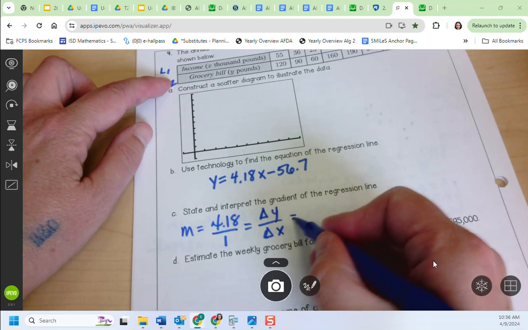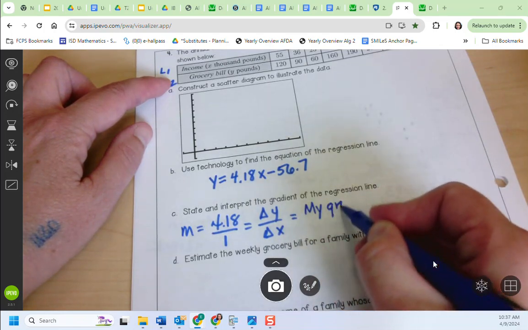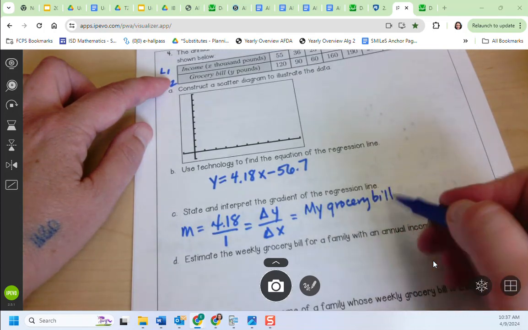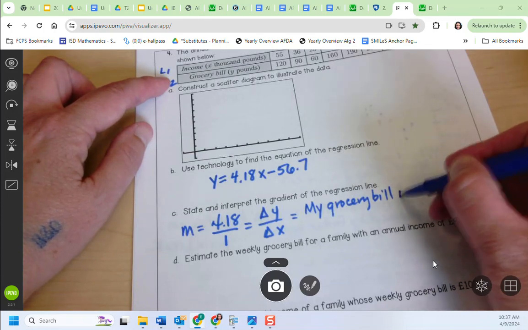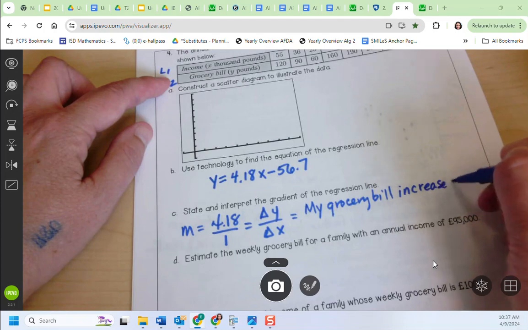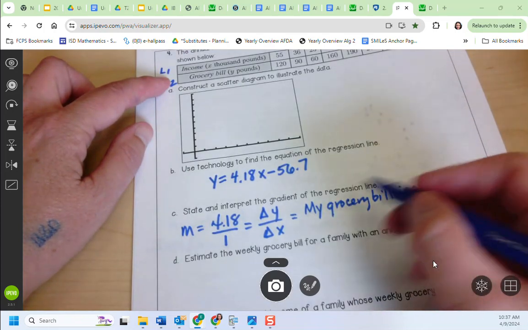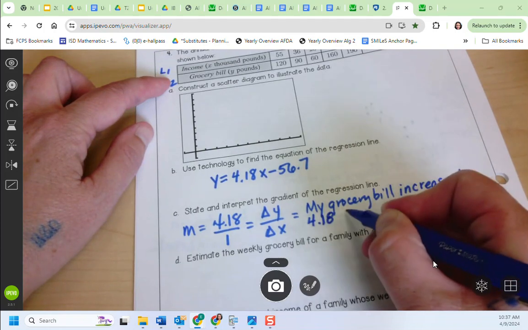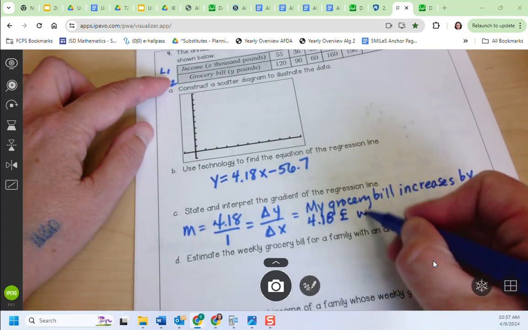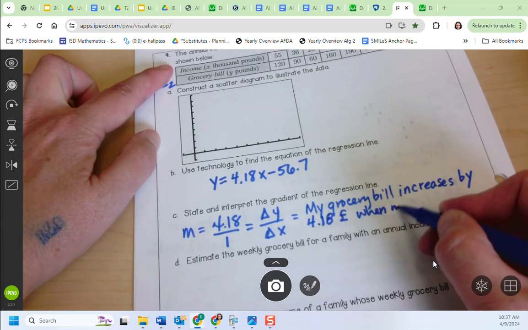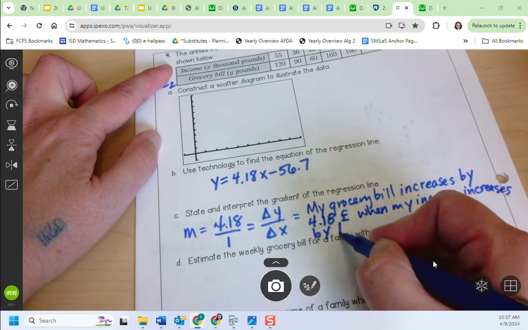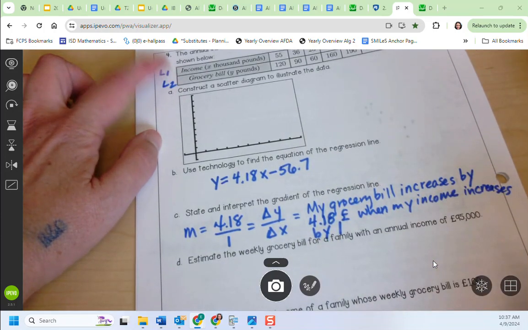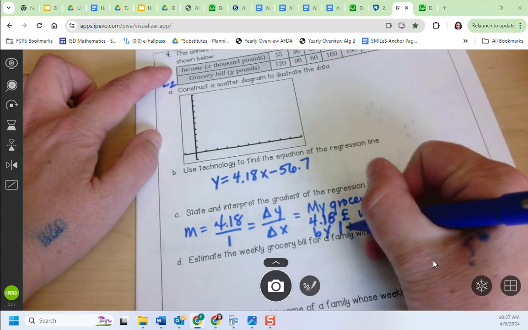So this is telling me that my grocery bill increases by 4.18 pounds when my income increases by not 1 pound, but one what? 1,000 pounds? Yeah, by 1,000 pounds.